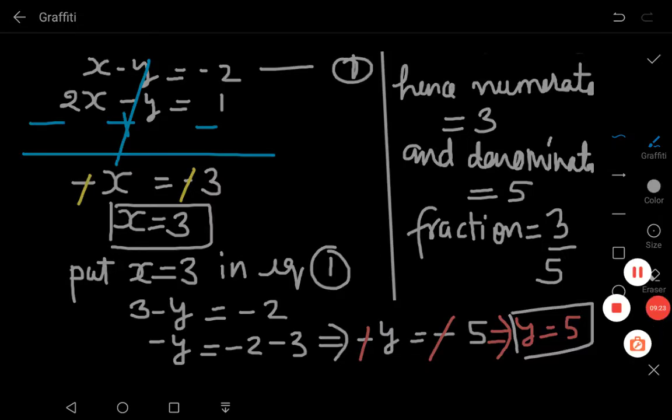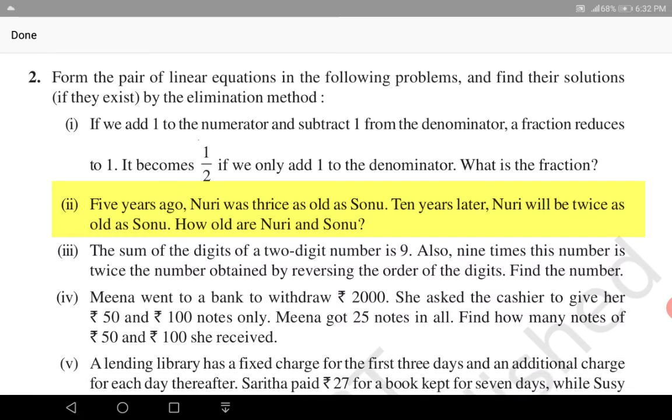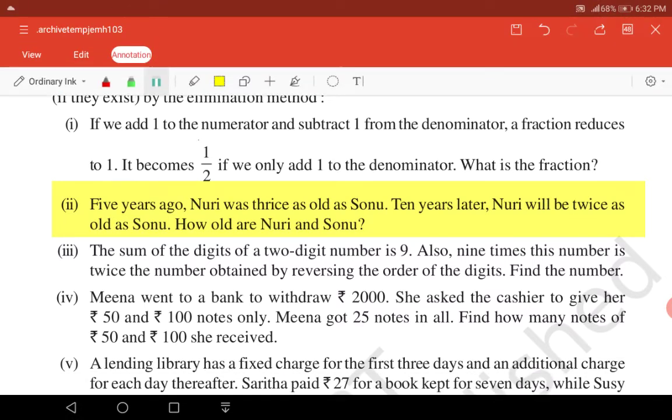Let us see what is in the second question, second part. So here the question: 5 years ago Noori was thrice as old as Sonu. Okay, so here we do not know the ages of Noori and Sonu, so what we will do, we will let the age of Noori be x and Sonu's be y. So what they are saying, 5 years ago, Noori's age was x minus 5 and Sonu's age was y minus 5.